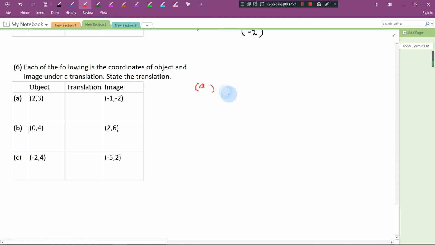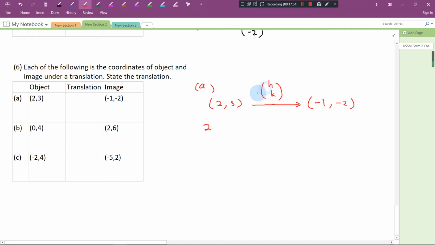For part A, 2, 3, draw a line. I don't know the translation involved here. You can just give 2 alphabets. Let's say, for example, just write X and Y. If you don't want, you can just write H and K. All up to you. You just use 2 variables to represent it. HK, let's say. -1, -2. You can calculate mentally. If you worry that you will make mistake, you can do this way.